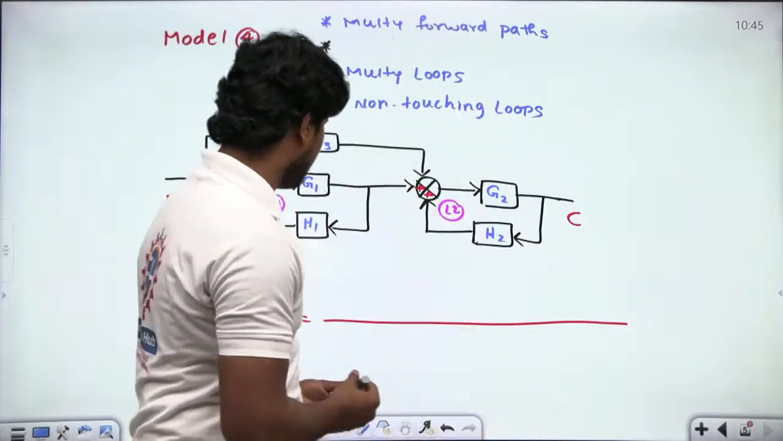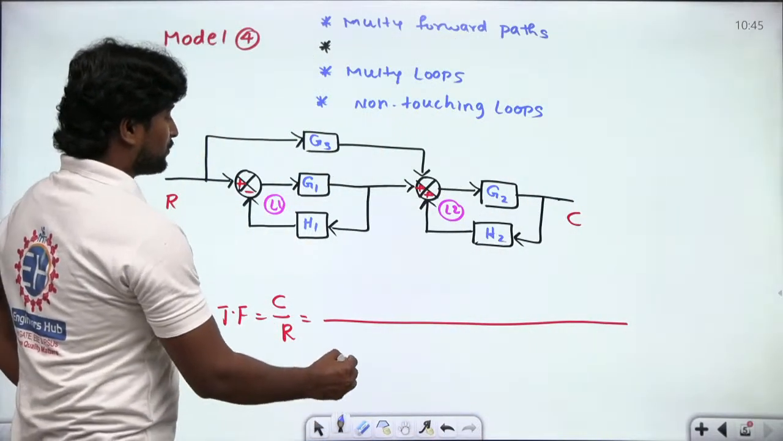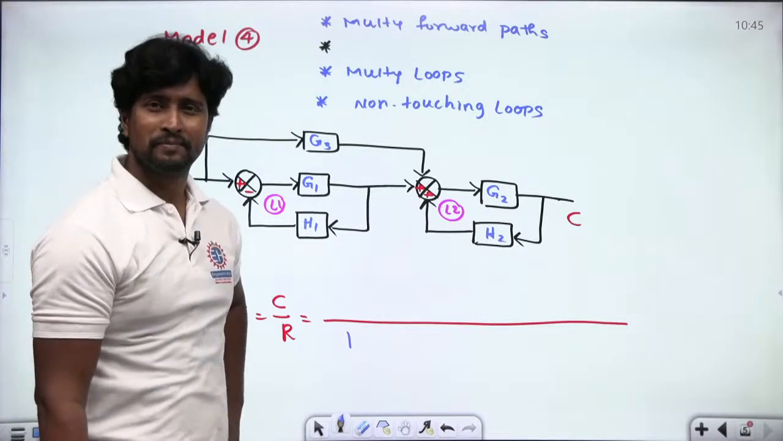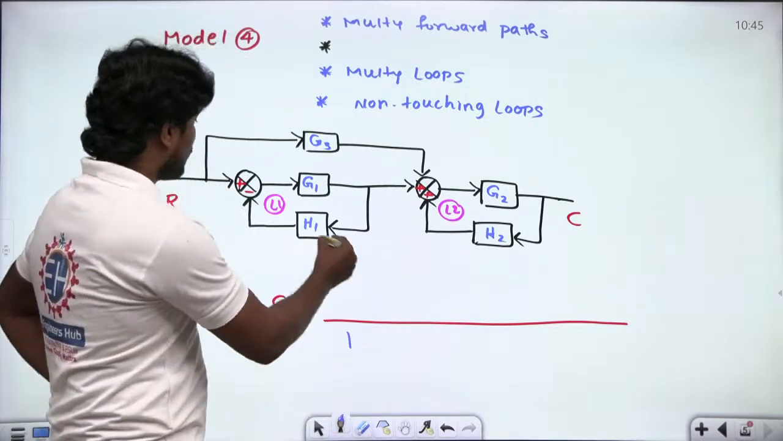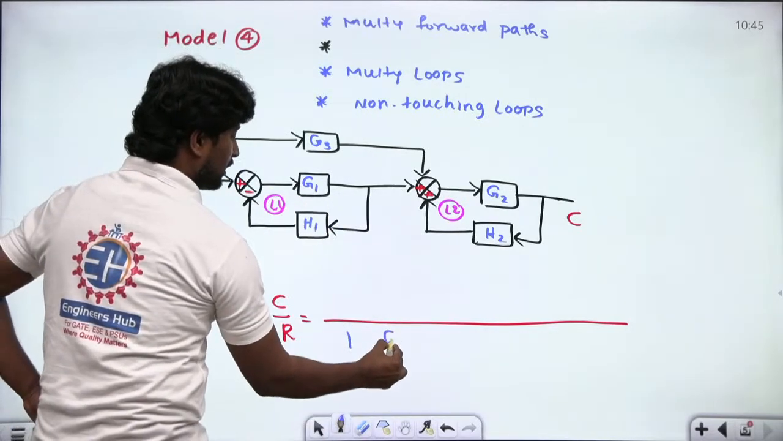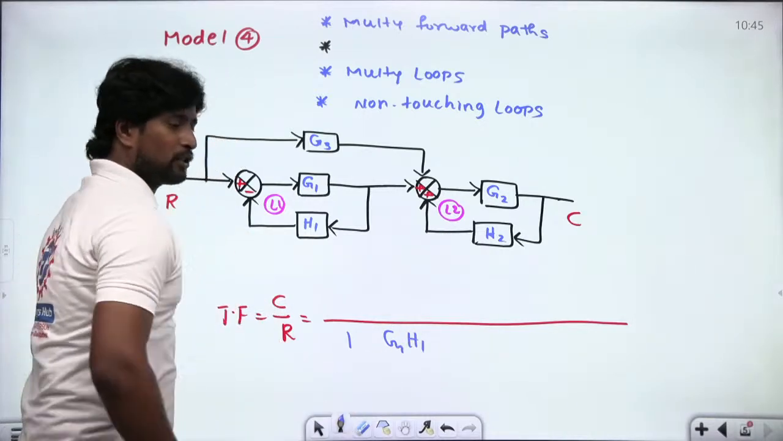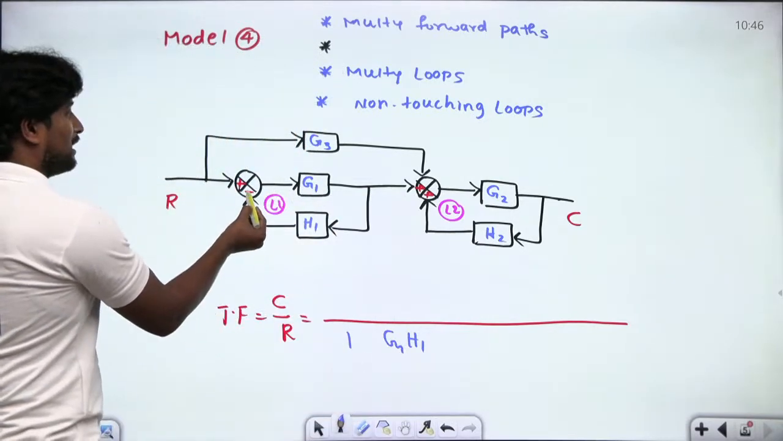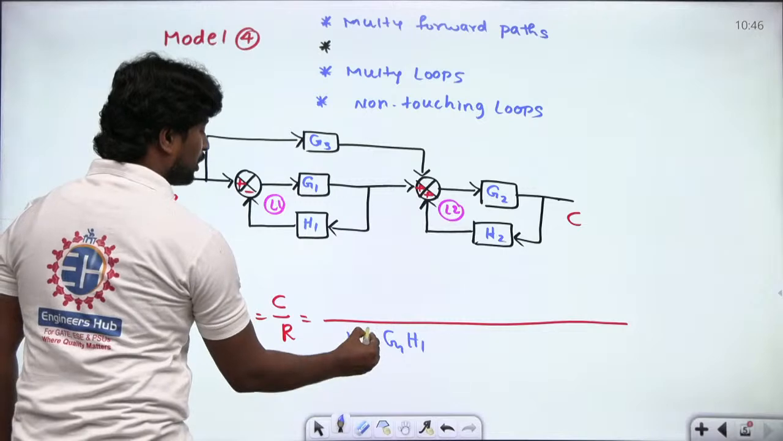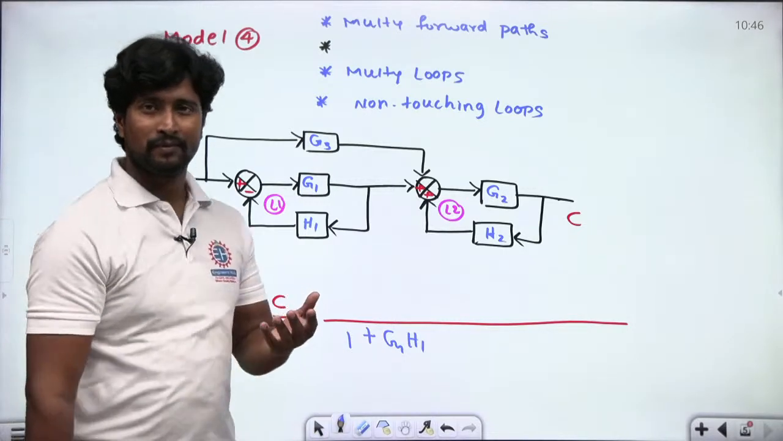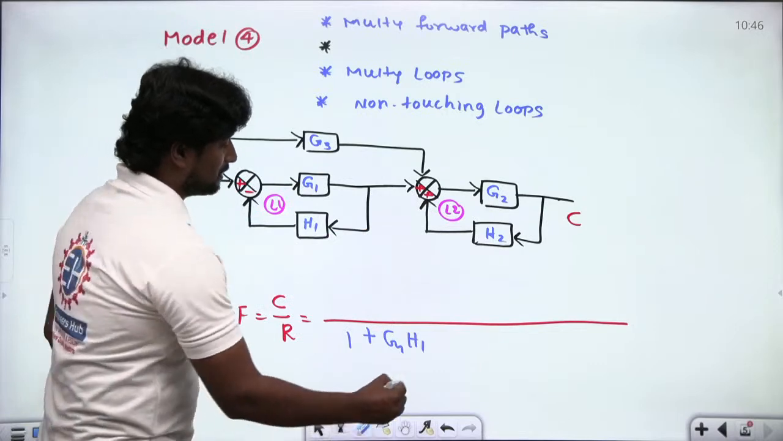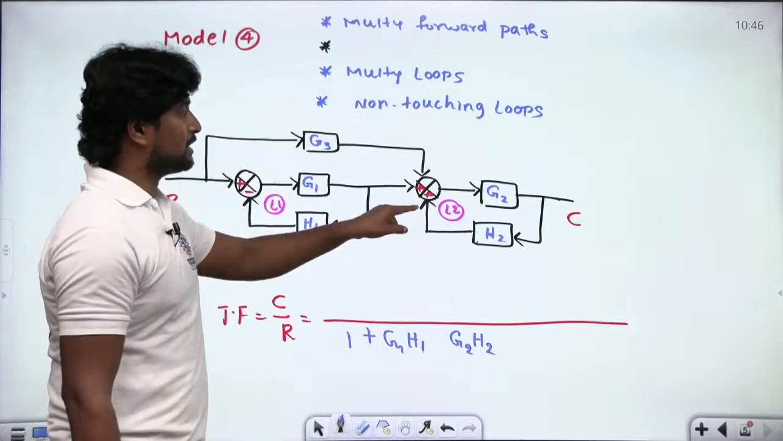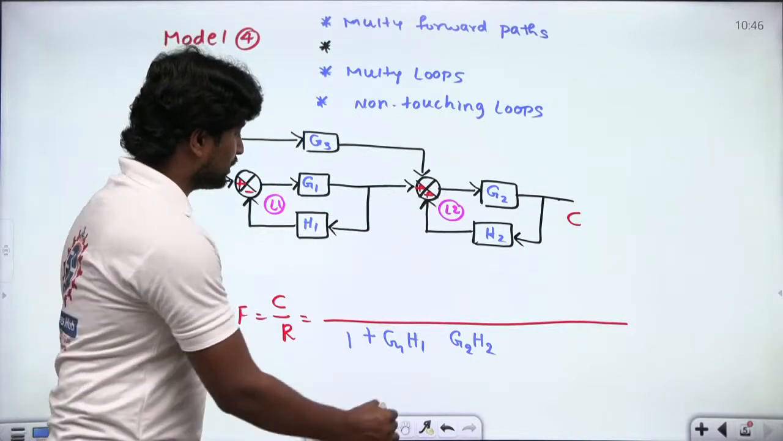Right. Now, come here, guys. Tell me, denominator part always starts with what? One, routine. And what is the first loop value? G1, H1. And which type of feedback does it contain? Negative. Here negative means what about the sign? Plus, opposite sign. You know well. And what is the second loop value? G2, H2. And which type of feedback? Positive. Here positive means what about the sign?